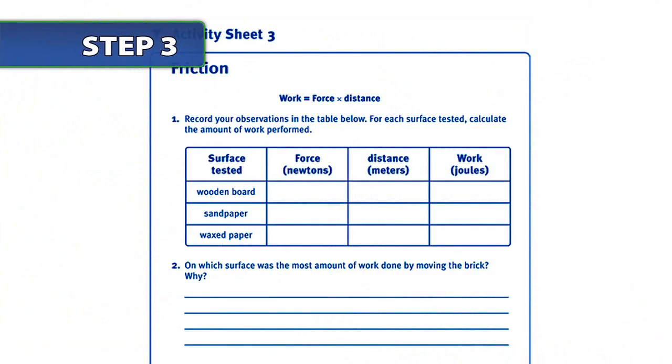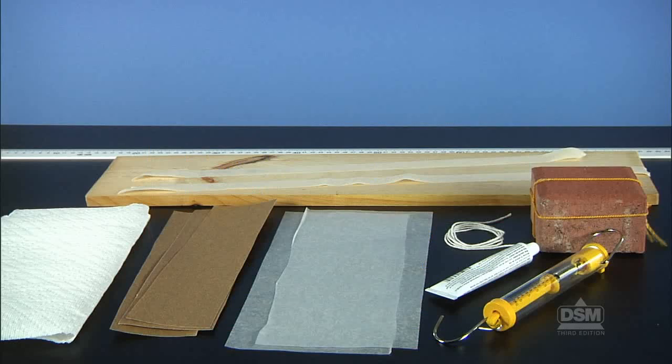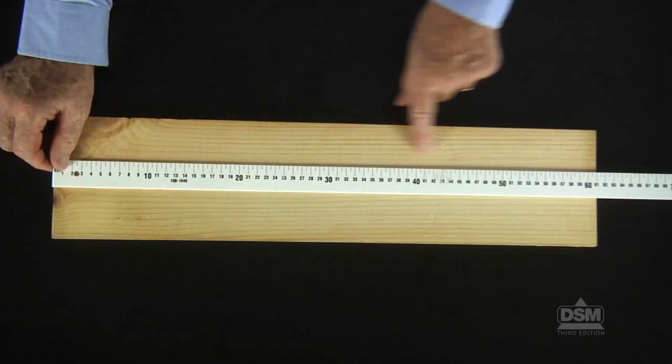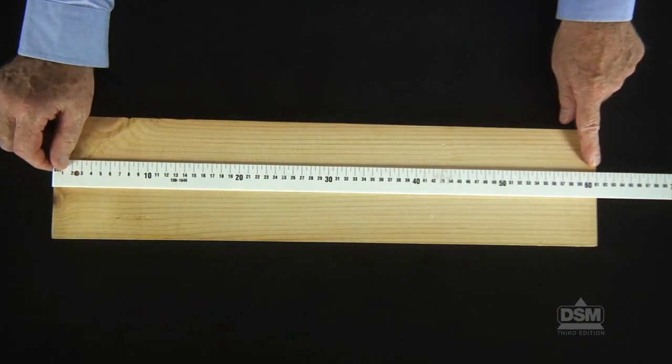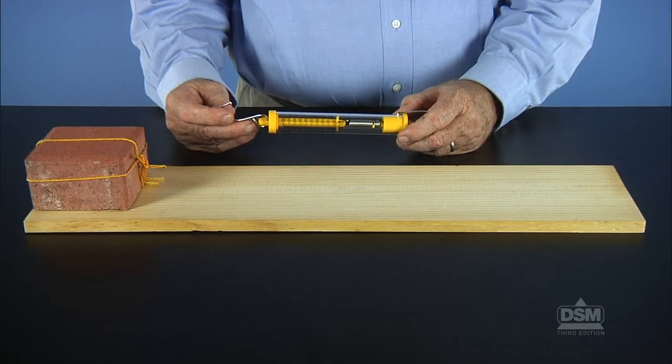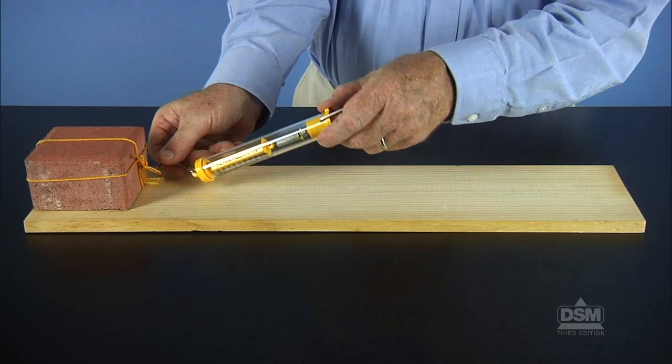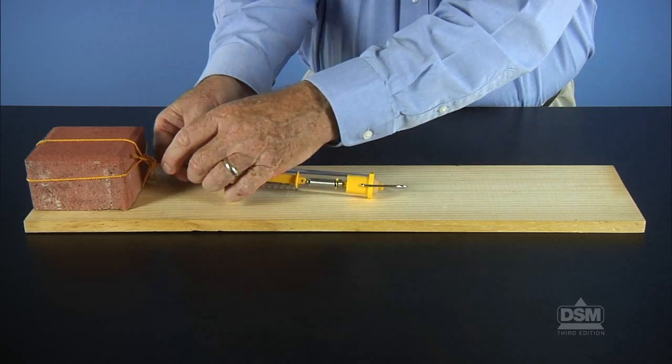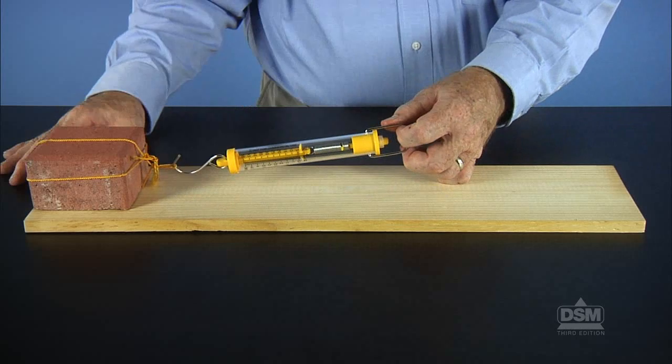Distribute Activity Sheet 3 and the materials, and instruct the students to measure the length of the wooden board with the meter stick. Students should note that the length of the board is 0.6 meters or 60 centimeters long. Next, instruct the students to place the board flat on the floor or desktop and to tie one end of the string around the brick and the other end to the spring scale. Tell students to place the brick at one end of the board. Make sure that no string is under the brick as it is pulled.